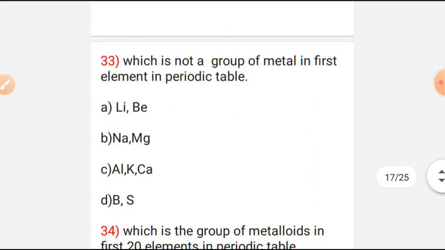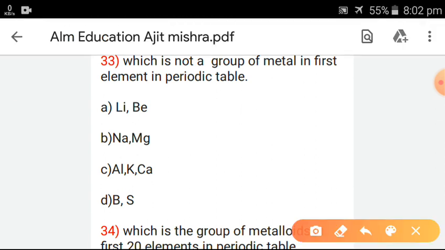Which is not a group of metals in the first 20 elements in the periodic table? Option A, lithium, beryllium. B, sodium, magnesium. C, aluminum, potassium, calcium. D, boron and sulfur. Choose the right answer. The answer will be option D, boron and sulfur.